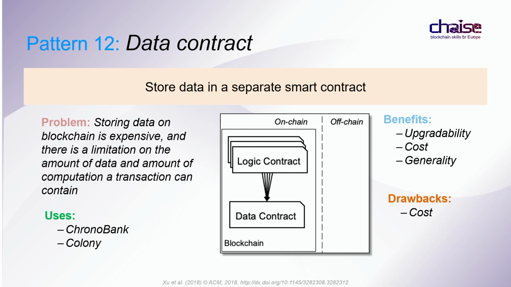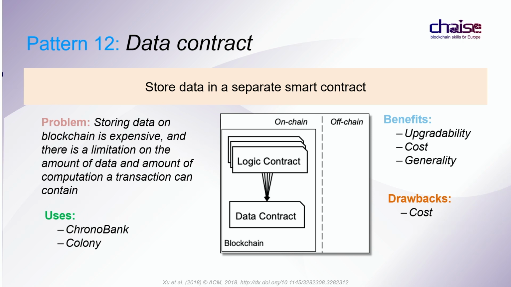Data contract pattern. The data contract pattern stores data in a separate smart contract. Problem: storing data on blockchain is expensive, and there is a limitation on the amount of data and amount of computation a transaction can contain. Solution: to avoid moving data during upgrades of smart contracts, the data store is isolated from the rest of the code. In the context of blockchain, data could be separately stored in different smart contracts to enable isolation.